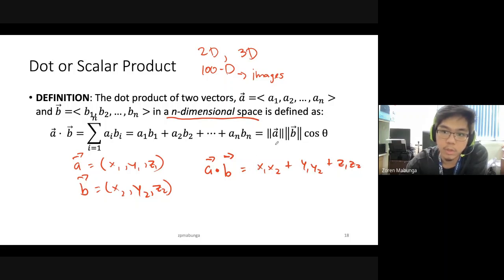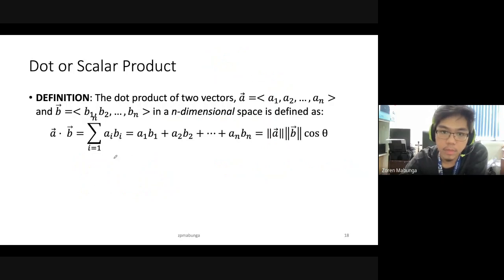Summation lang naman. Or, pwede rin gawin mo, another formula, kunin mo yung magnitude ni A, kunin mo yung magnitude ni B, and then i-multiply mo sila sa isa't isa. Then, multiply mo yung result dun sa cosine ng angle between the two vectors. Okay, so ulitin ko ha. Meron kang two ways ng pagkuha ng dot product ng two vectors.